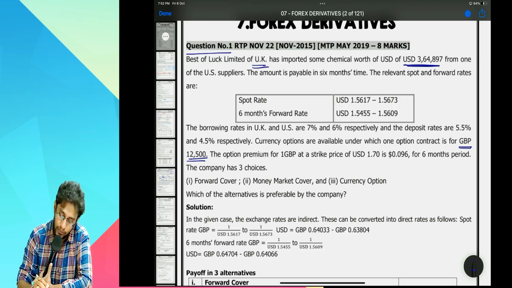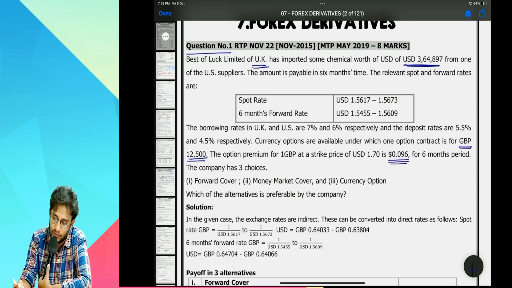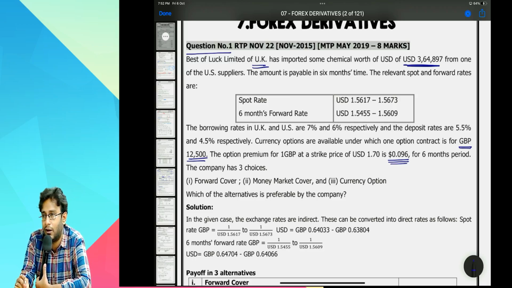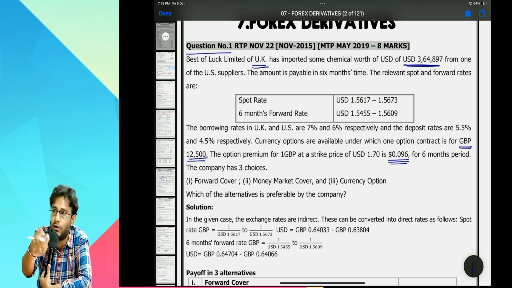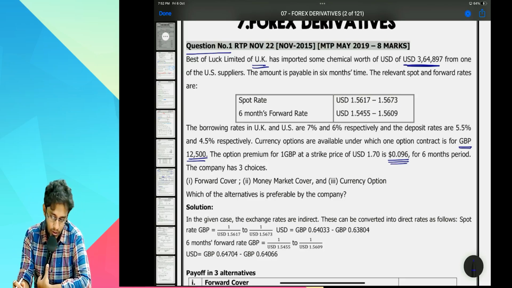The option premium for 1 pound at a strike price of $1.70 is $0.096 for a 6 months contract. So your option premium is in dollars, sir. Ultimately when you work it out, today you have to pay the premium in dollars, but dollar is your foreign currency. So again you have to buy dollars at the spot rate and pay. The company has 3 choices: forward, money market and currency option. Which of the alternatives is preferable for the company?